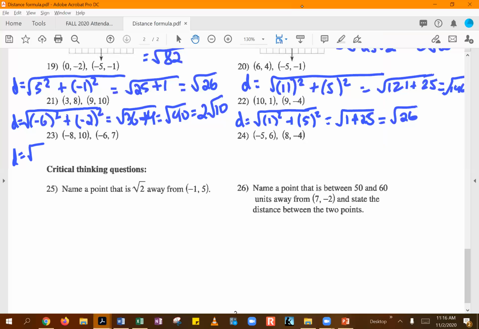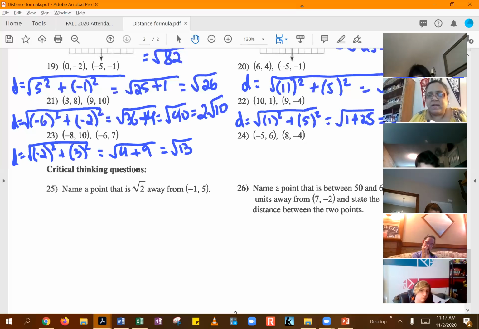So let's take a look here. We have -8 minus -6. So that would actually end up becoming just -2 squared. 10 minus 7 would be 3 squared. So that will give us obviously 4 plus 9, which adds up to giving you 13. So yeah, square root of 13. All righty, very good.